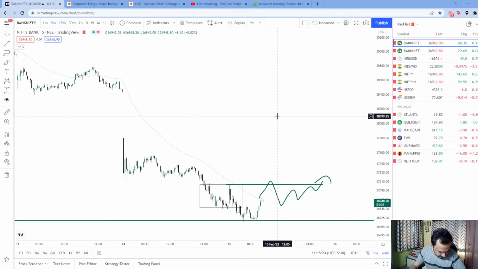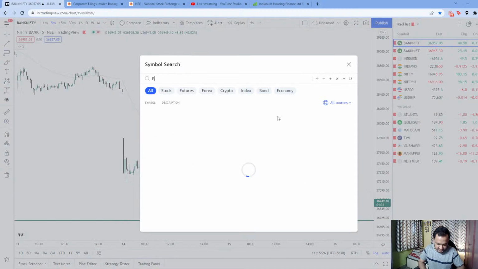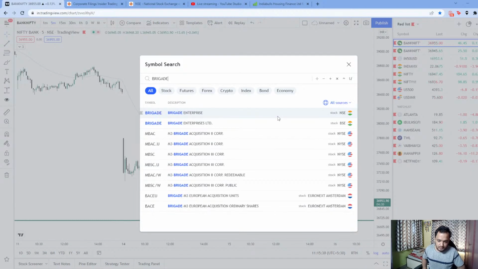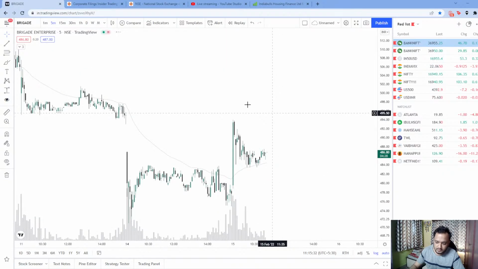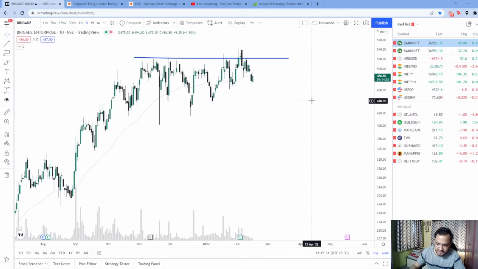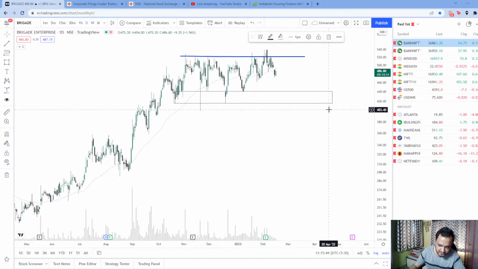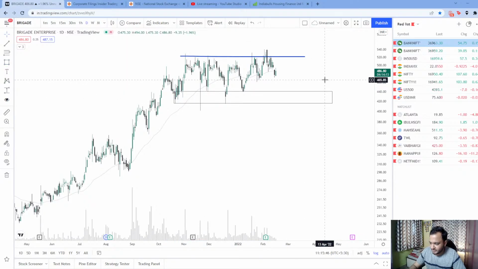All right, Brigade Enterprises. Let's check it out. Brigade Enterprises, it's actually still all right. If you look at this, it's still all right. But my concern is, you see, the uptrend was this one, right? There is no uptrend here, so the demand is somewhere here. If you're buying Brigade here, you're still actually far.